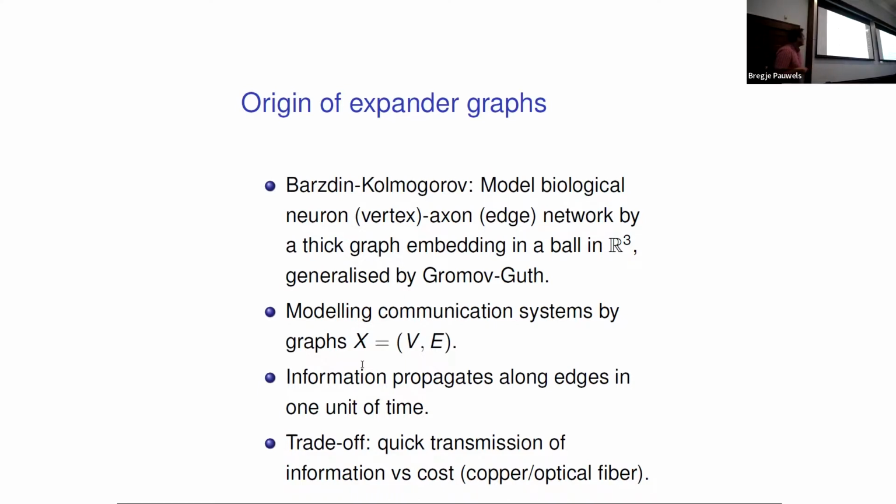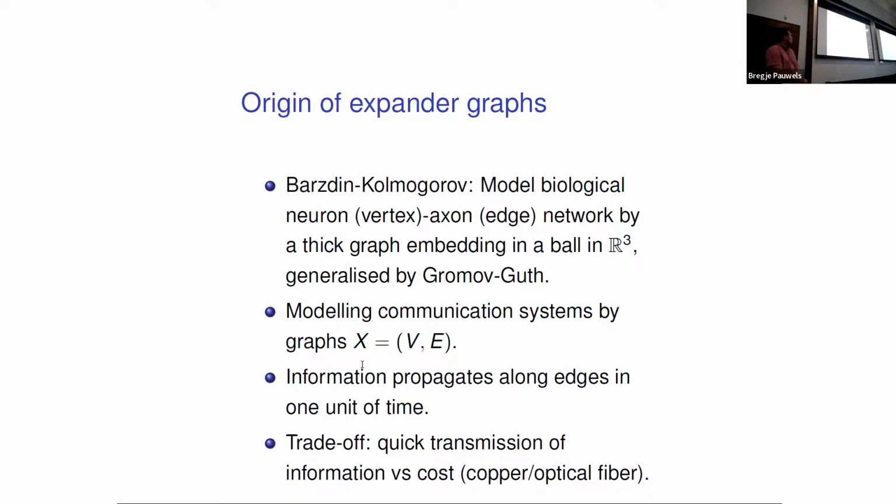And what I mean by a thick graph embedding is that you need to say, well, these neurons and these axons, they will have a certain thickness, and you don't want them to go through one another, etc. So you need to model it that these things have some thickness to them. And this is later generalized by Gromov and Guth in a long paper.